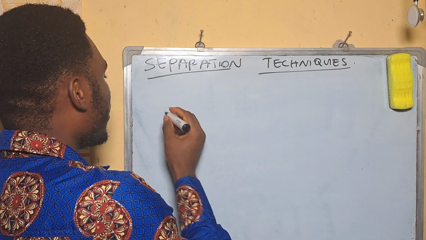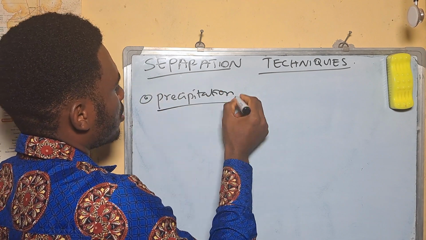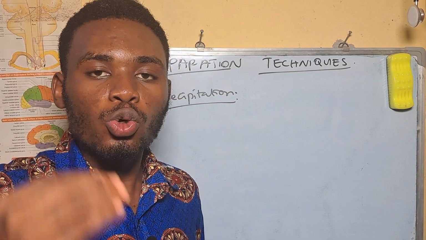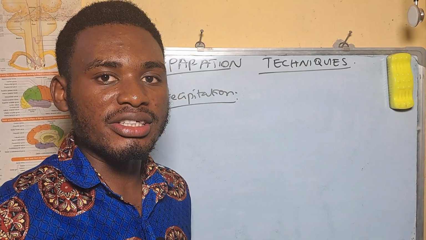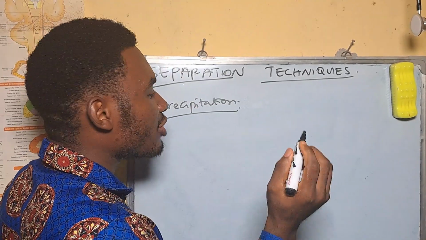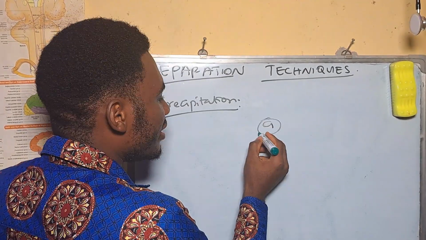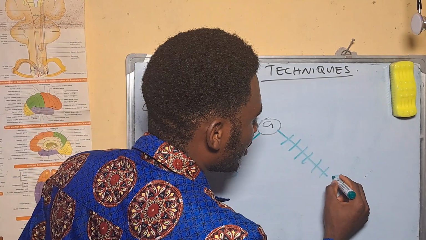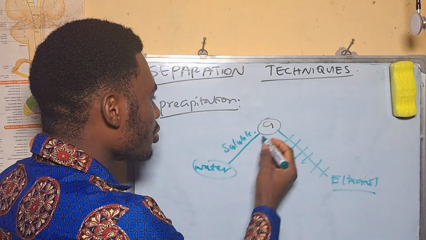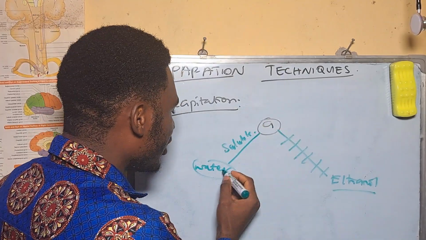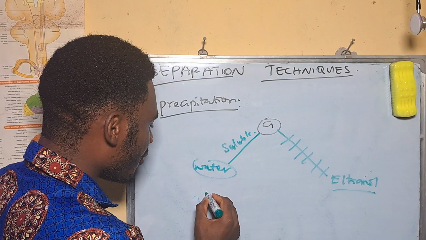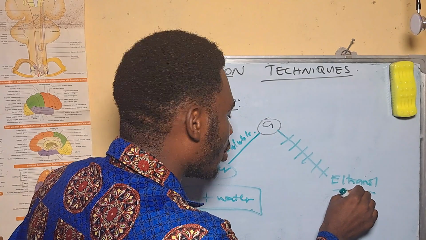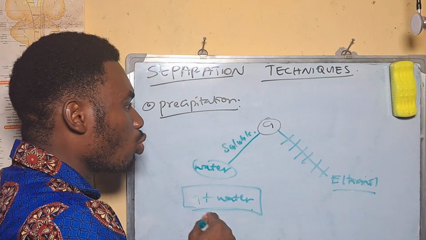Our next technique is precipitation. The principle behind precipitation is the difference in solubility. For example, if a solute A is soluble in water but insoluble in ethanol. Once you put solute A into water, you have A plus water here. Once you now put ethanol into this solution, solute A will be precipitated out.